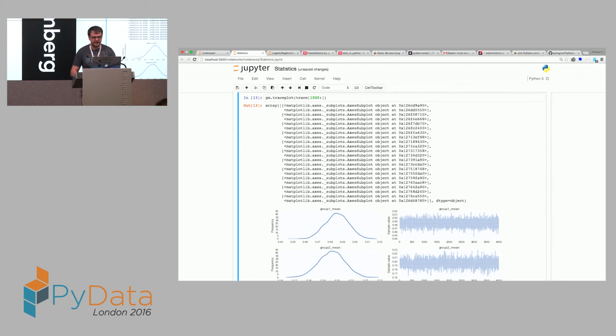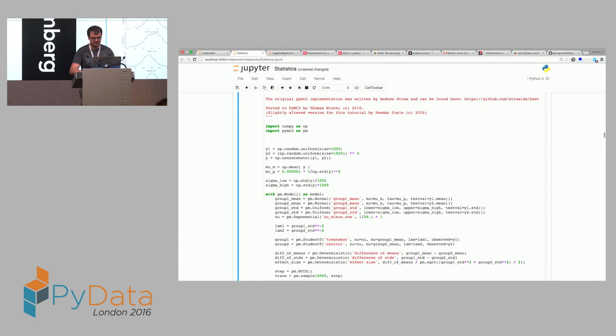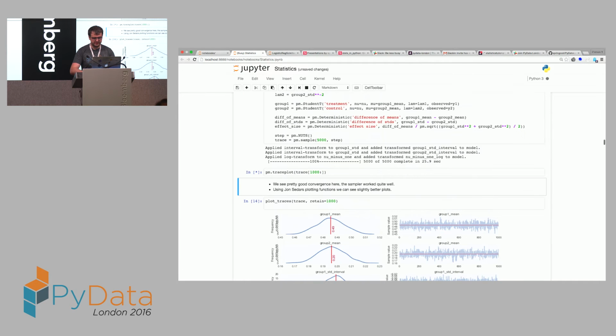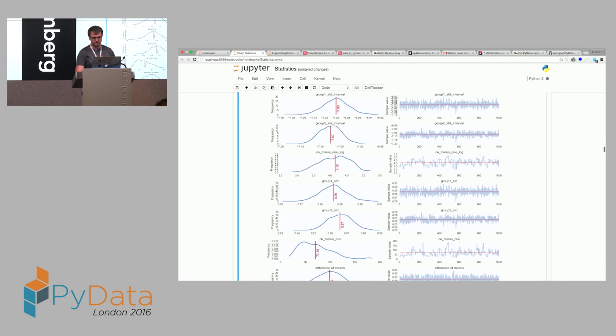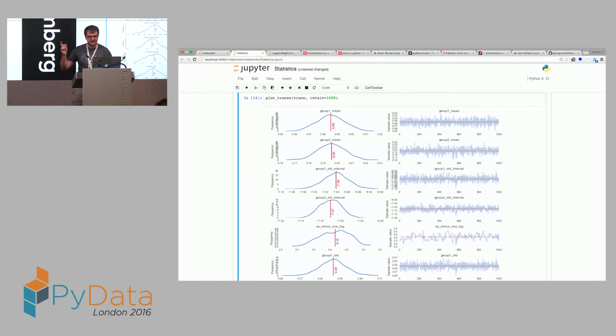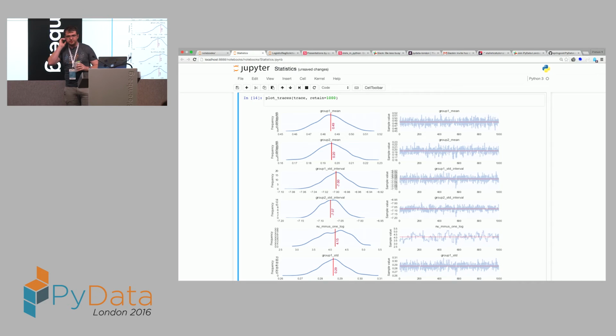And in the PyMC3 stuff, you can look at your traces. Now, does anyone see anything wrong with this model on the right?